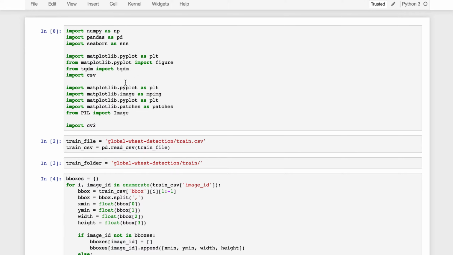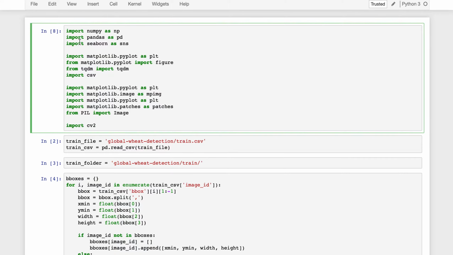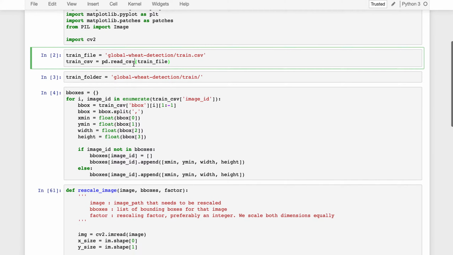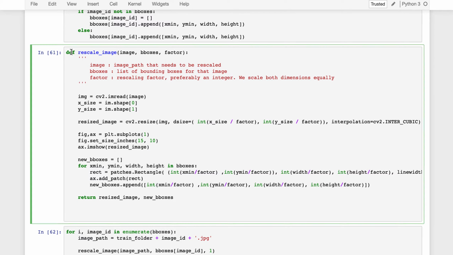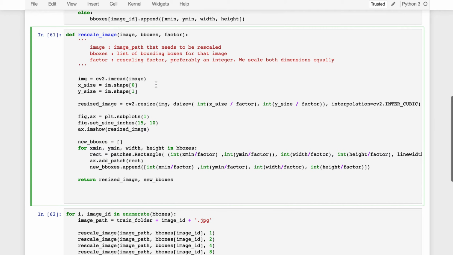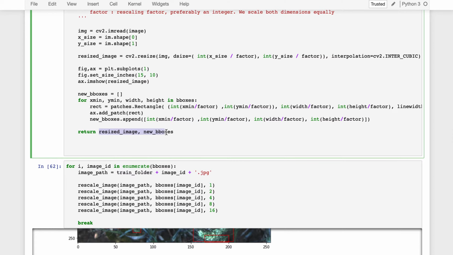This is the resizing images code. I use a bunch of libraries, including the OpenCV library. All of this portion is from the previous videos; there's nothing new here. Then there is a function I defined called rescale images, which rescales the image by a particular factor. It returns the resized image and the new bounding boxes, because if you resize the image, you also have to adjust the bounding boxes.